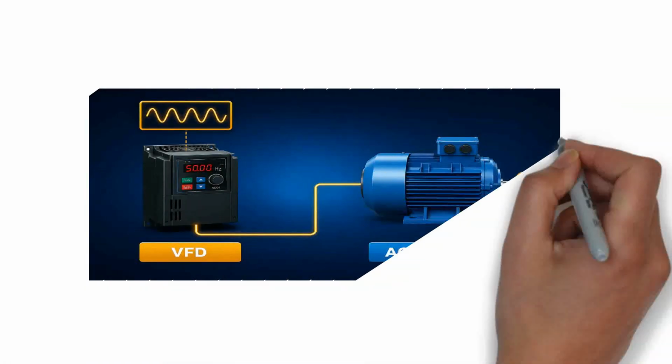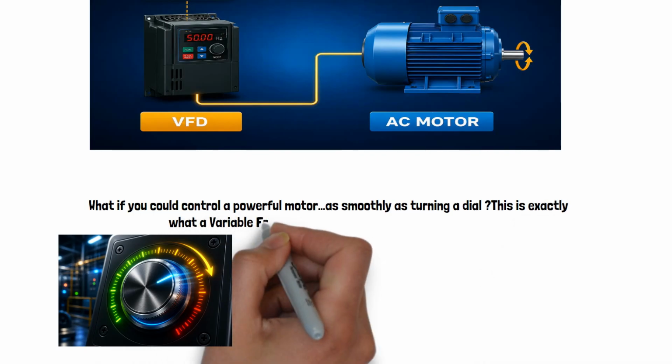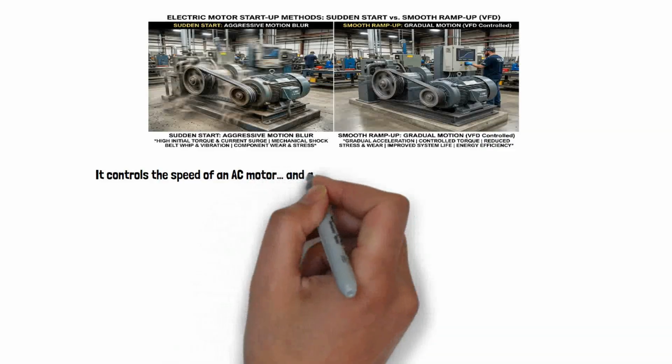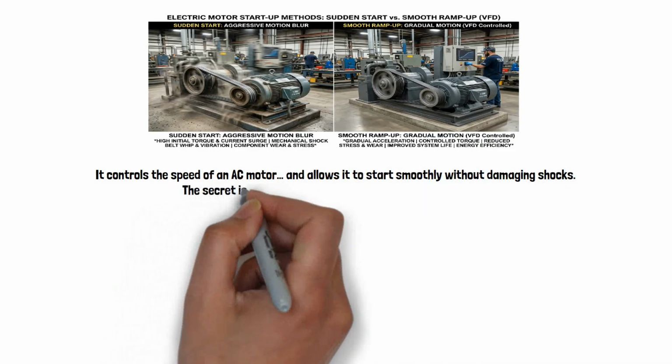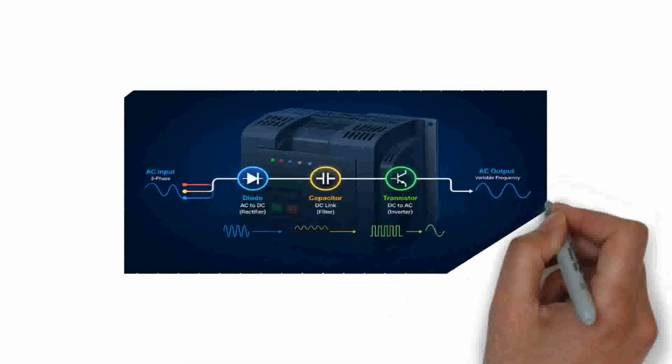What if you could control a powerful motor as smoothly as turning a dial? This is exactly what a variable frequency drive, or VFD, does. It controls the speed of an AC motor and allows it to start smoothly without damaging shocks. The secret is simple: motor speed depends on frequency.